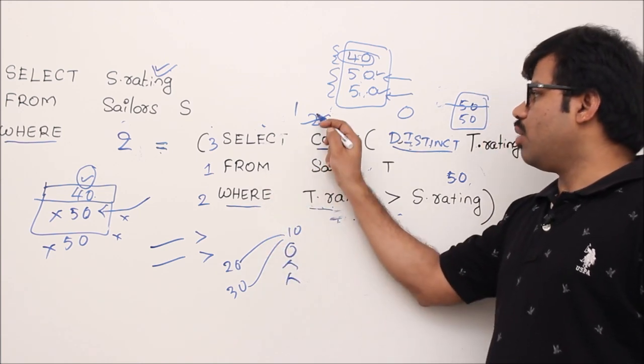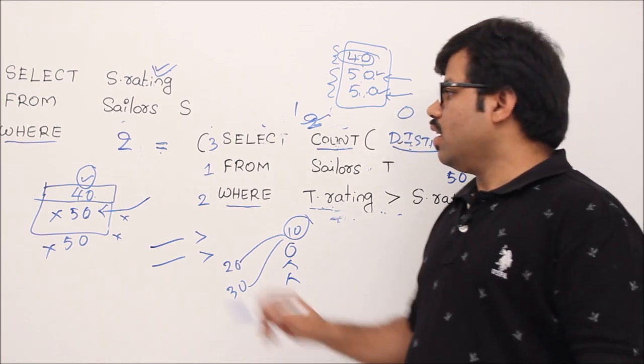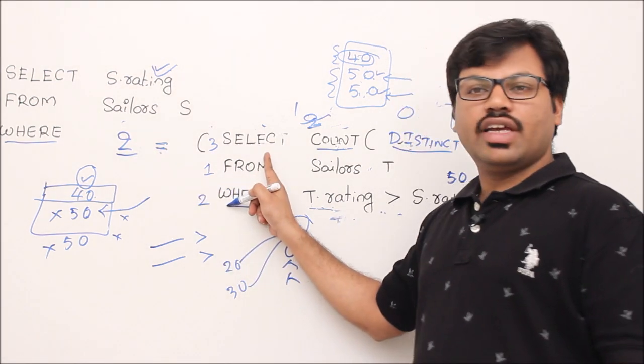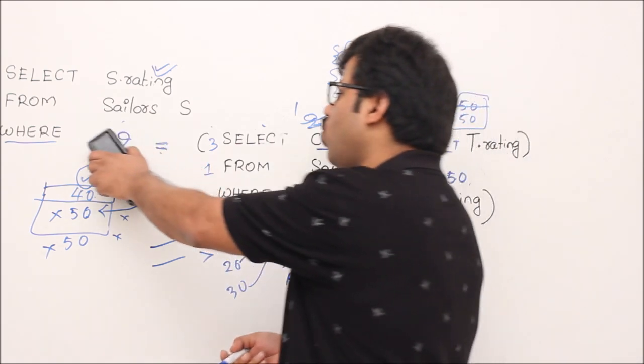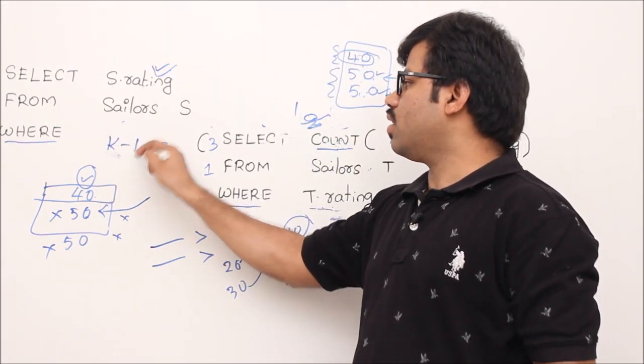Then this count will become 2. At that time your rating will become third highest. So finally, if you write here 2, then this query computes third highest. If you want to find out kth highest, then you write simply here k minus 1.